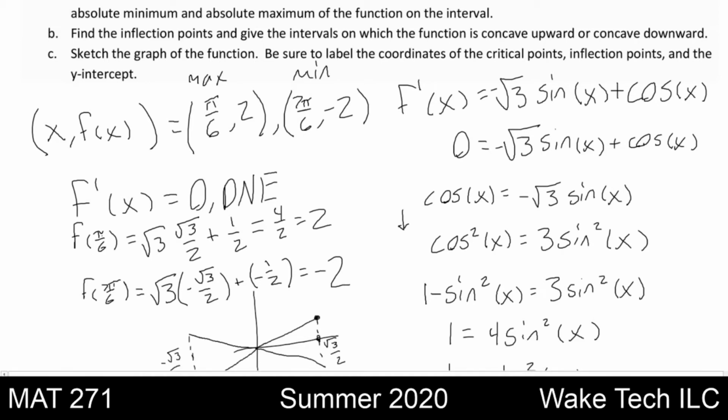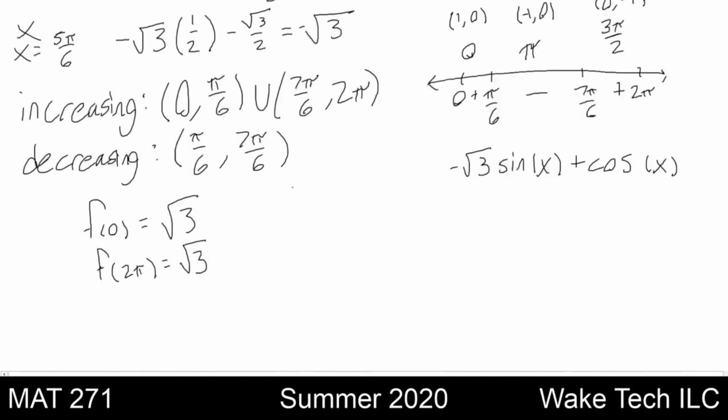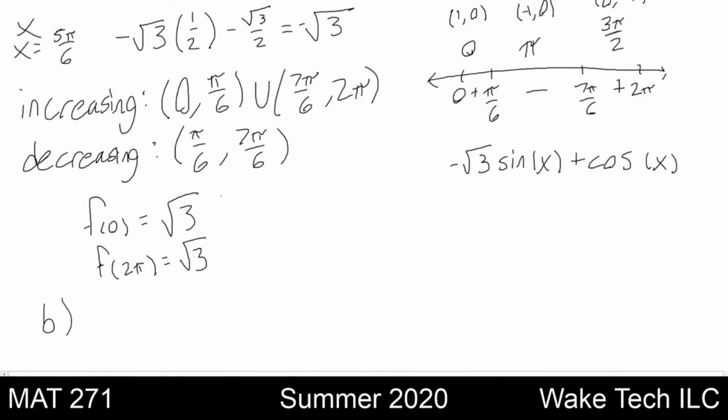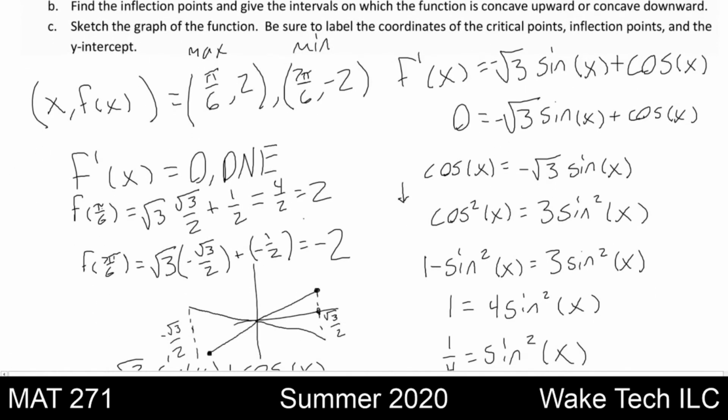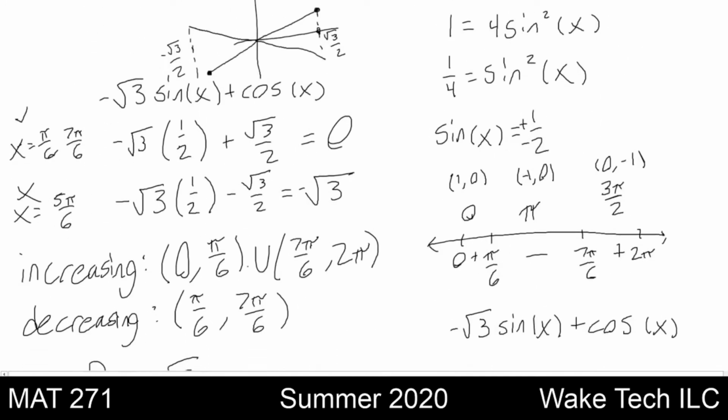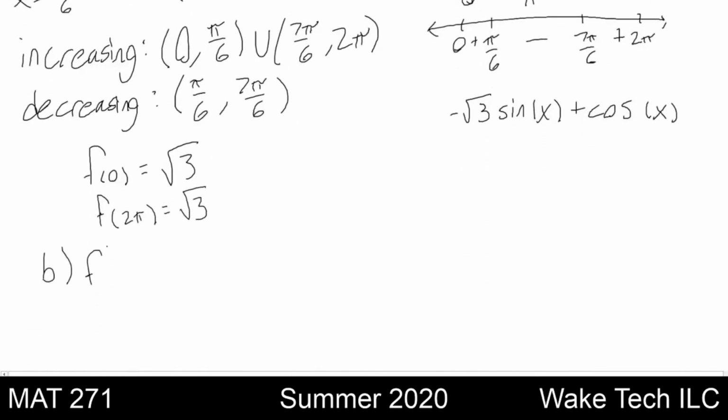For part B, our job is to find inflection points and given intervals on which the function is concave upwards or concave downwards. This question is surprisingly similar, even though it uses different vocabulary. Inflection points in this problem are going to refer to places where the second derivative of our function is equal to 0.